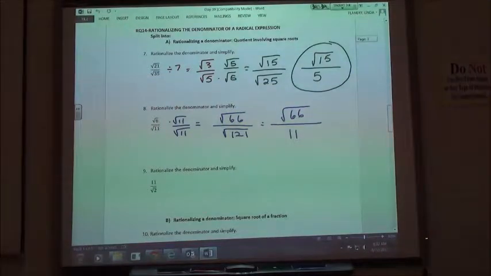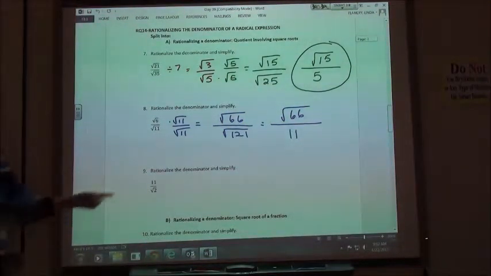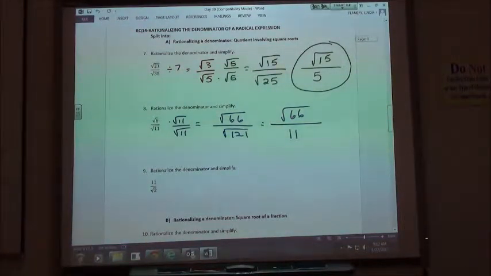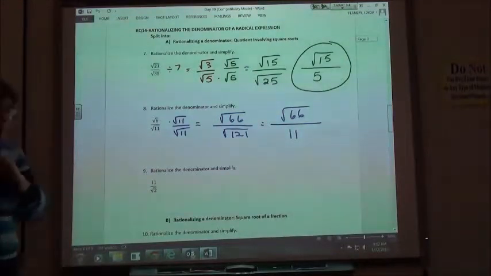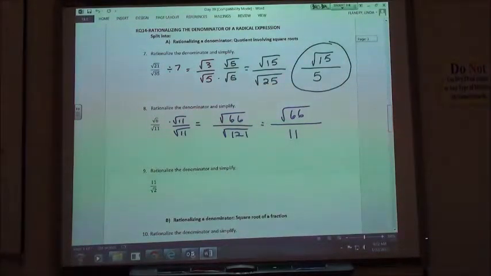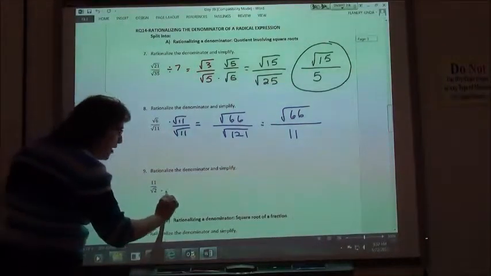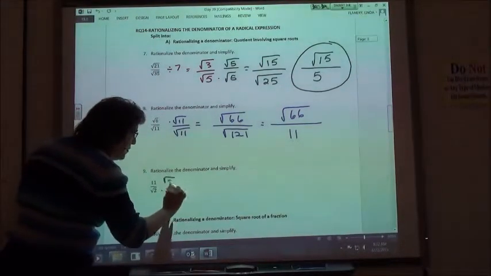And number 9, same kind of thing there. I want to rationalize the denominator. So even if I could have reduced these, I can't because one's not under the square root and the other one is. So I'm just going to go ahead and rationalize my denominator by doing what? Timesing it by the square root of 2. Square root of 2.